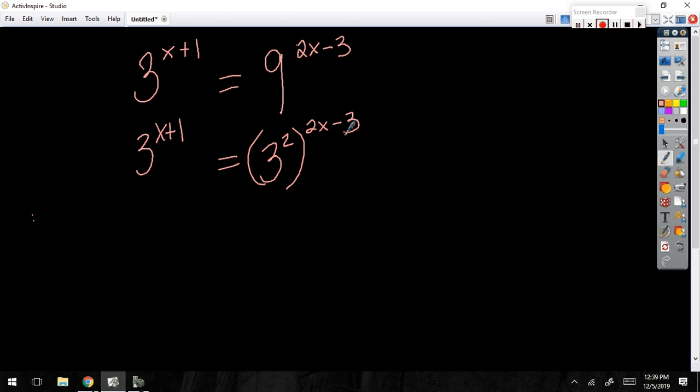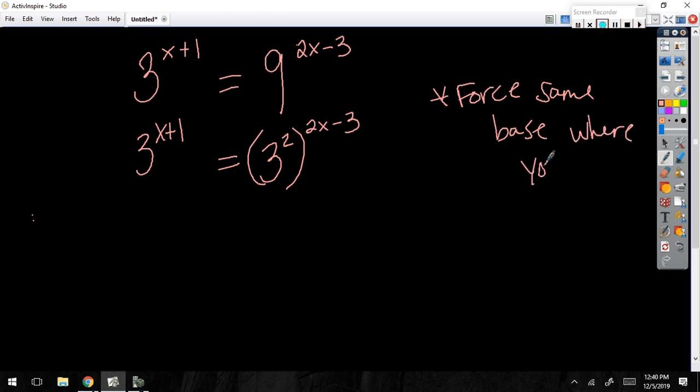This is why I call it base manipulation. You won't find that written anywhere else. That's just a made-up little expression. But you manipulate the base to make the bases the same, because once the bases are the same, it's a duh, set the exponents equal problem, right? So force the same base where you can.